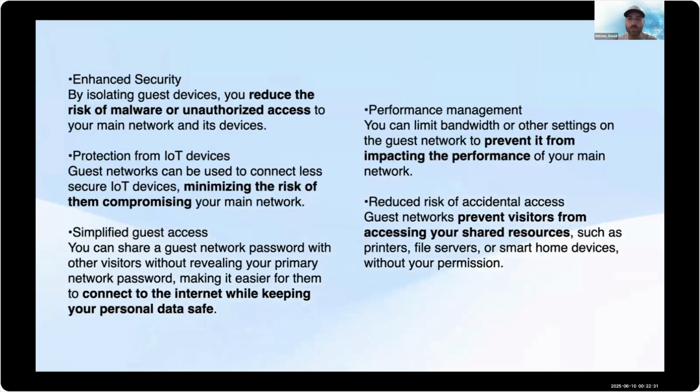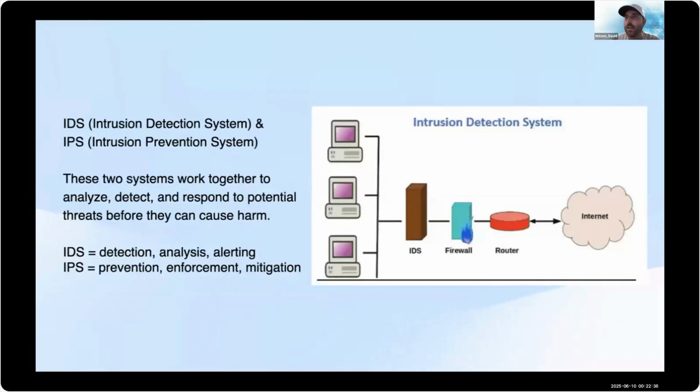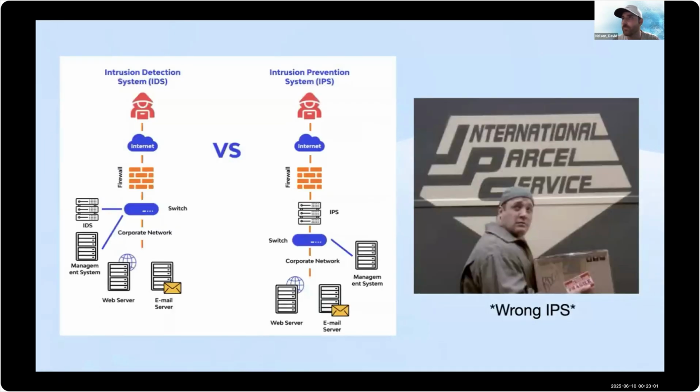All right, I'm back. So the last one was reduced risk of accidental access. Then had IDS, IPS, so intrusion detection system, intrusion prevention system, some things I was reviewing here. These two systems work together to analyze, detect, and respond to potential threats before they can cause harm. IDS is good for detection, analysis, alerting, and IPS is good for prevention, enforcement, and mitigation. There's a diagram there of the differences.